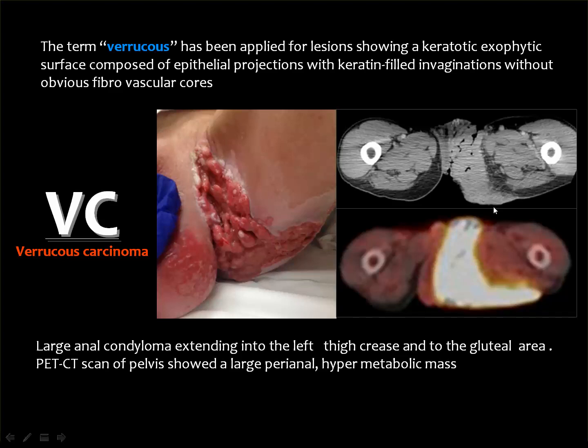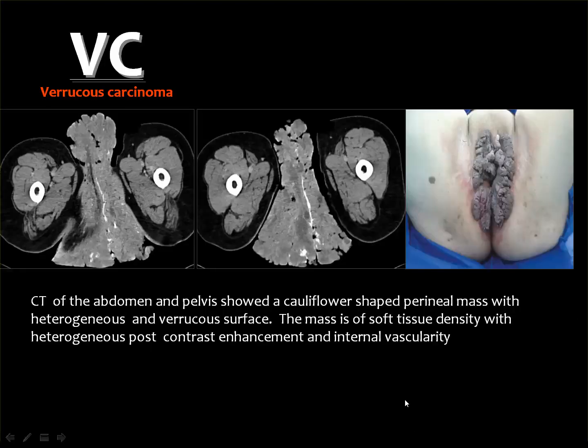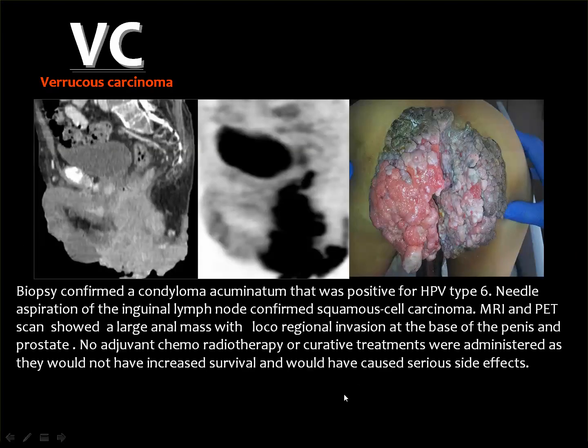And whenever you use PET-CT, you get significant metabolic activity in the tumor. And this is another lesion where you see a cauliflower mass infiltrating the perianal area. The CT can show the lobulated appearance, the size of the mass, and also the internal vascularity of the tumor.